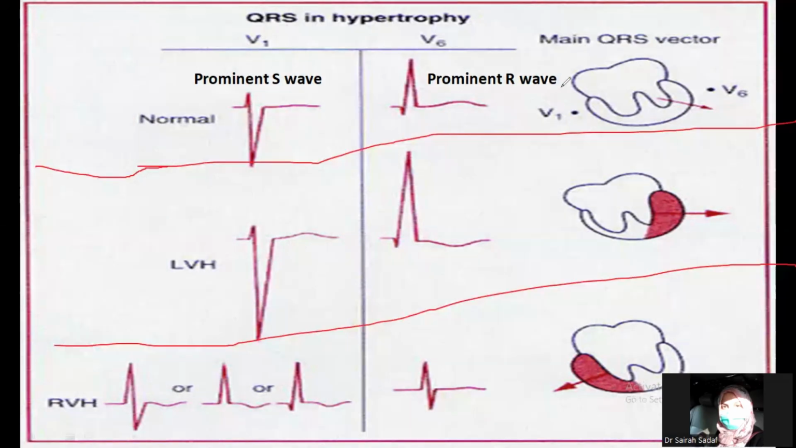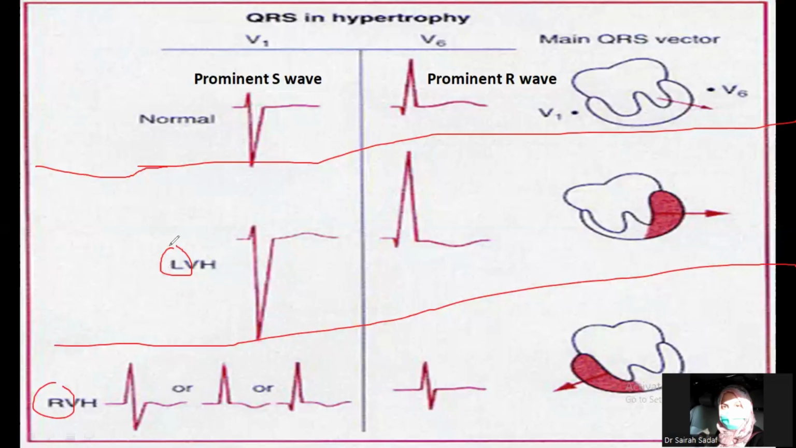Now, as I have already mentioned, the lead V1 represents the right side of the heart, V1 and V2 most of the time, and V5 and V6, or only V6, represent the left side of the heart, for your understanding. Now, this is the normal ECG. This is ECG for LVH. This is ECG for RVH. So this is lead V1. This is lead V6. Now, in the normal ECG, we usually have a prominent S wave in lead V1 and a prominent R wave in lead V6, right?